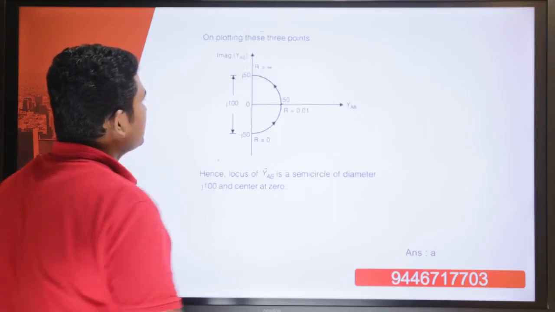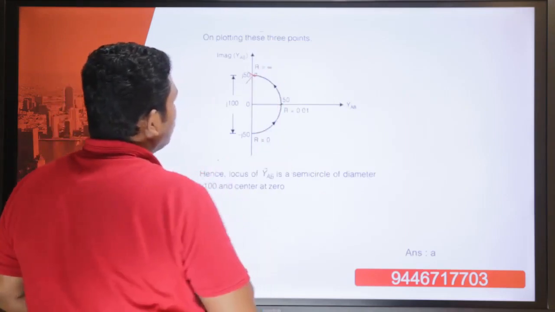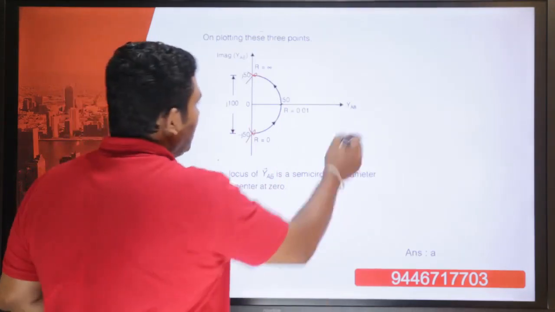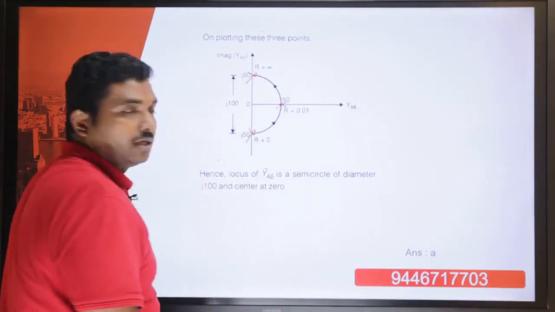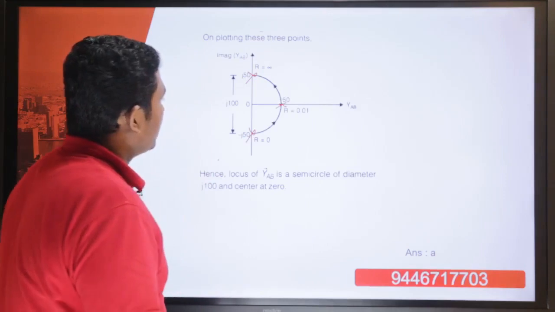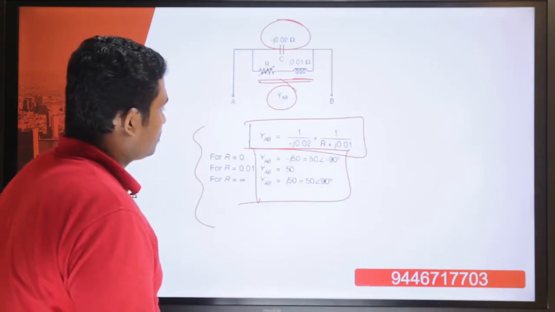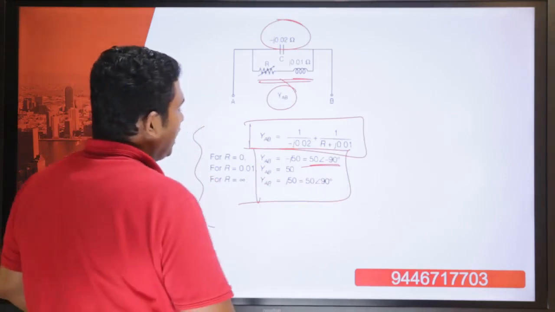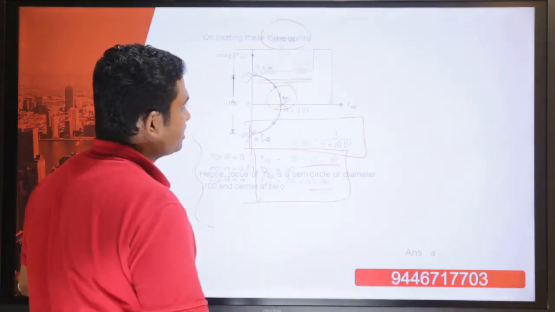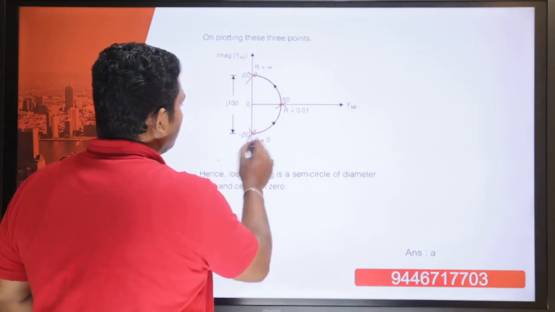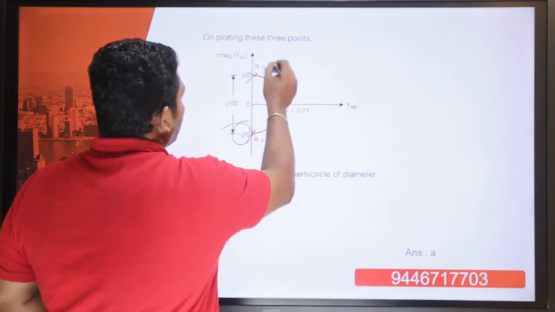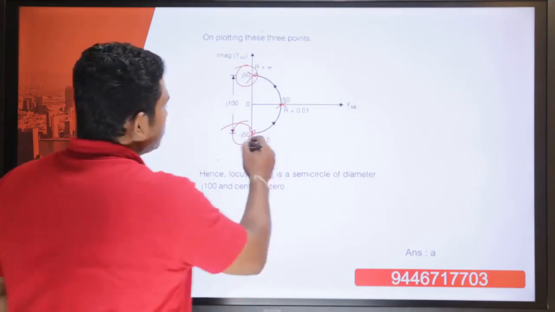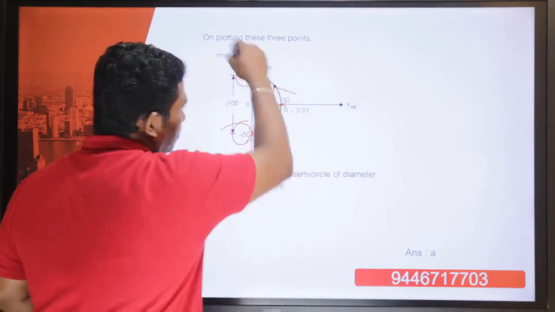So that means there is a point on the plus 90 degree axis, there is a point on the minus 90 degree axis, and there is a point which is 50 on the real axis. So you can see that from r equal to 0, when r is equal to 0, it falls on minus 90 degree, and when r tends to infinity, it falls on plus 90 degree. So it goes from r equal to 0 to r equal to infinity.